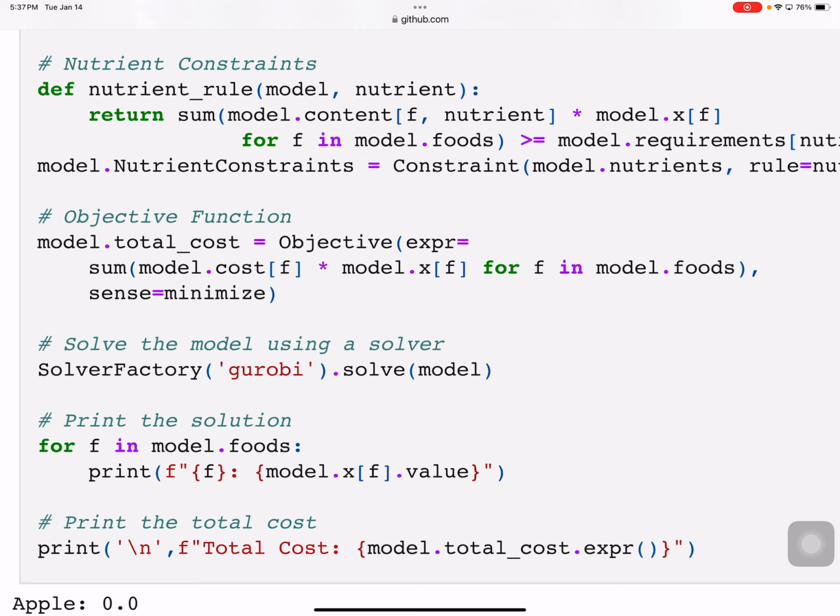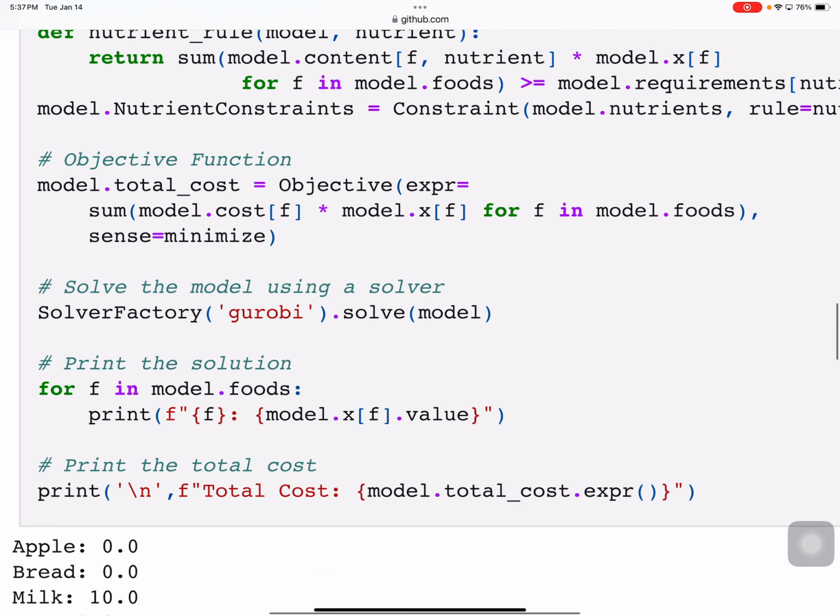Okay. And then, as in most Pyomo Python code, you could print out the solution. Right? It should be very easy to understand if you know Python before. Okay.